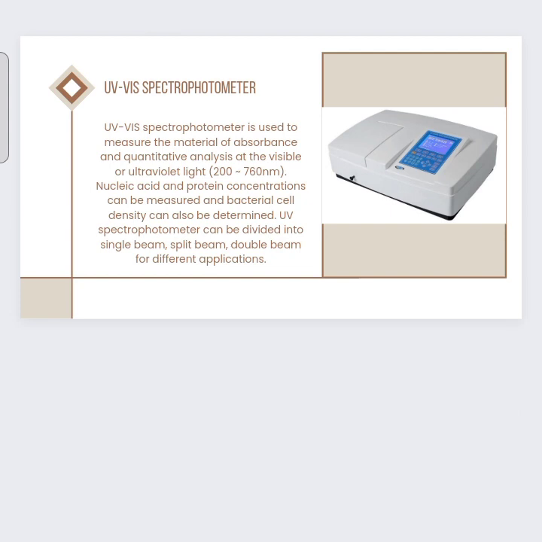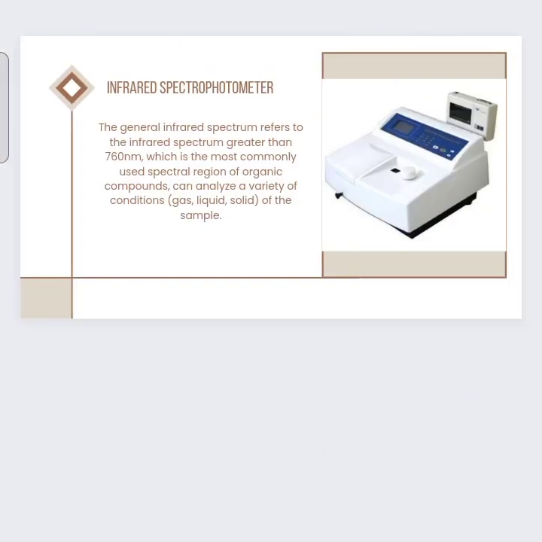The second type is the UV-VIS spectrophotometer. It is used to measure absorbance and conduct quantitative analysis at the visible or ultraviolet light range of 200 to 760 nanometers. Nucleic acid and protein concentrations can be measured, and bacterial cell density can also be determined. UV spectrophotometers can be divided into single beam, split beam, and double beam for different applications.